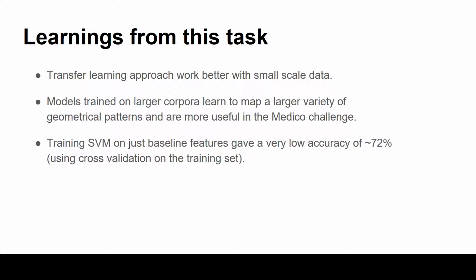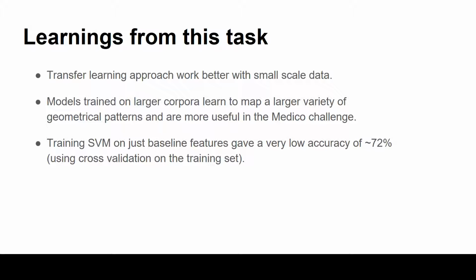Coming to what we learned from this task, first of all, it could be really helpful for tasks with small scale data to use transfer learning, because there are a lot of strong models trained on very large amounts of data, and then they could be useful in training models. So our hypothesis is that since VGGNet and Inception V3 were trained on large amounts of data, they learn to map a large variety of geometrical patterns in the images. So given an image, they could produce a representation for different geometrical patterns, and that is what happened with the Medico challenge as well.